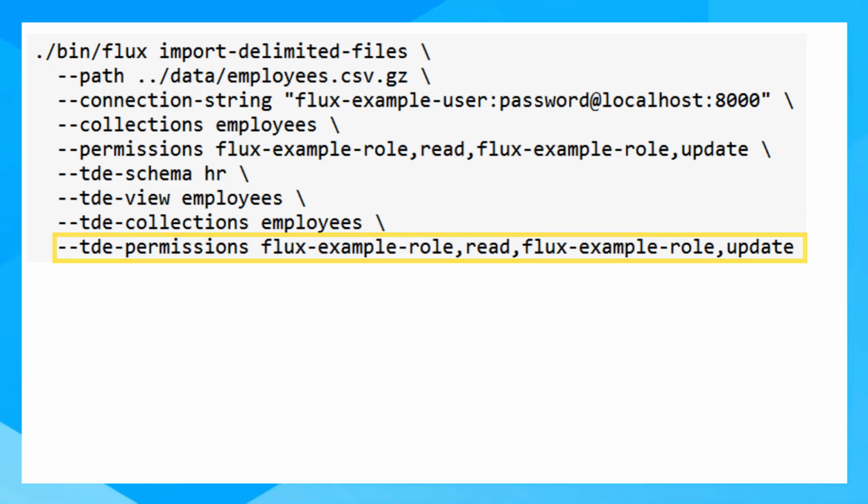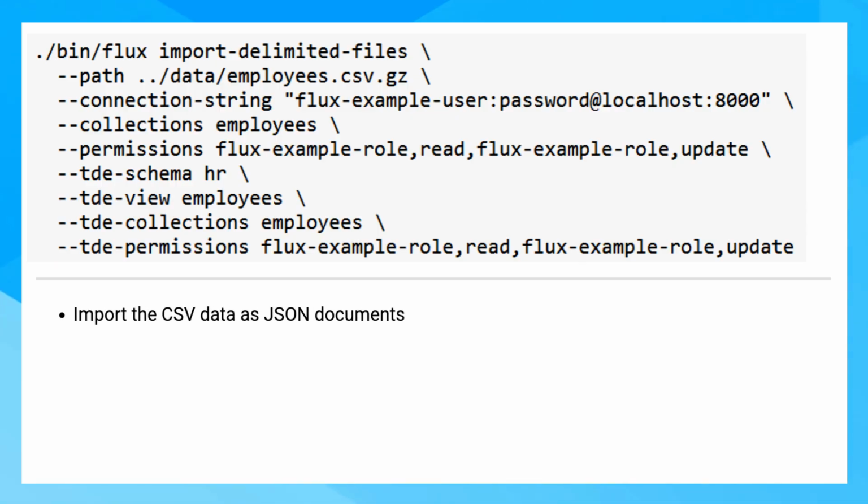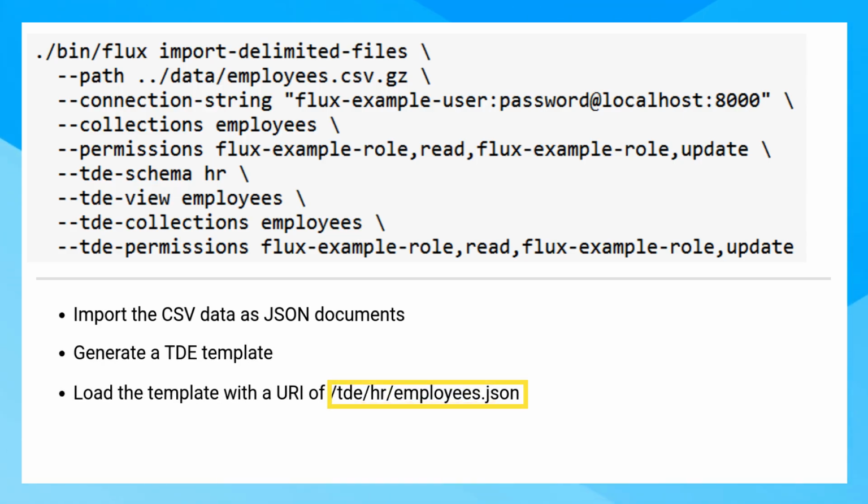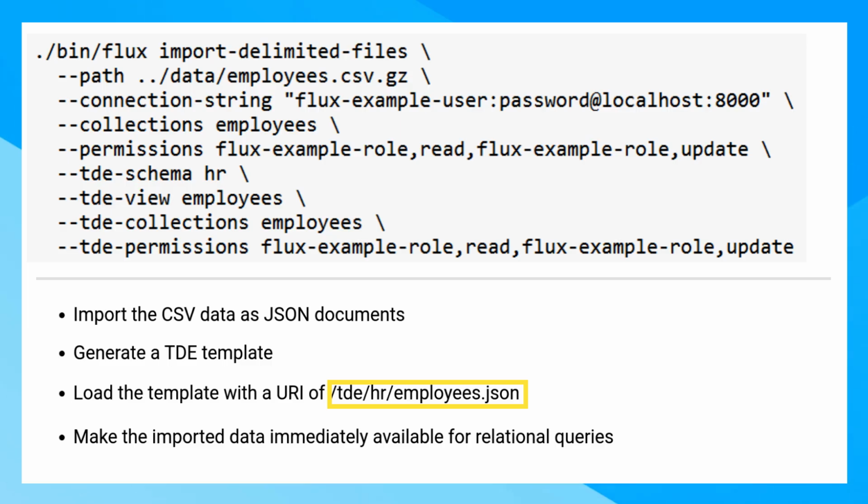Then run the command. It'll import the CSV data as JSON documents, generate a TDE template based on the CSV column structure, load the template with this URI into your application's schemas database, and make the imported data that matches the TDE template immediately available for relational queries.